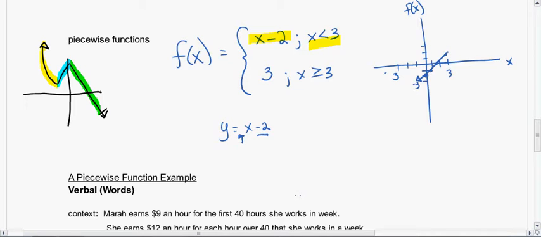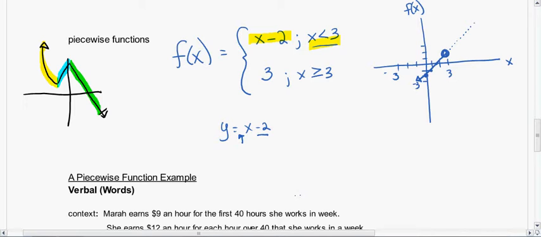I am not going to continue it in this direction because after 3, in fact starting at 3, I need a whole other function. This piecewise function is being described in some other way. When it gets to 3, my function changes. So I can't include 3 in the x minus 2 part of my equation, so I'm going to draw an open circle there at 3.